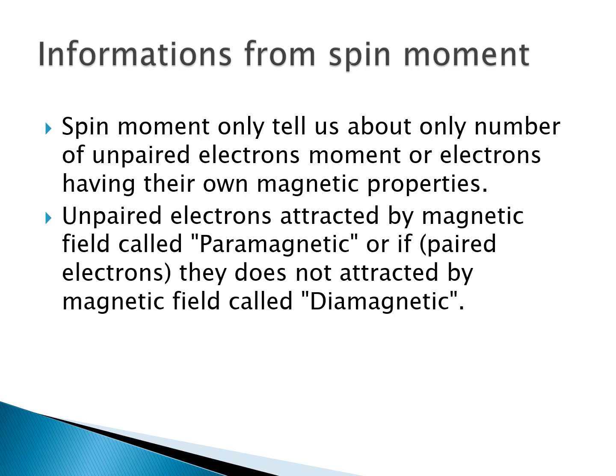Spin moment only tells us about the number of unpaired electrons, or electrons having their own magnetic properties. Unpaired electrons are attracted by a magnetic field and are called paramagnetic, or if paired, electrons are not attracted by a magnetic field and are known as diamagnetic.